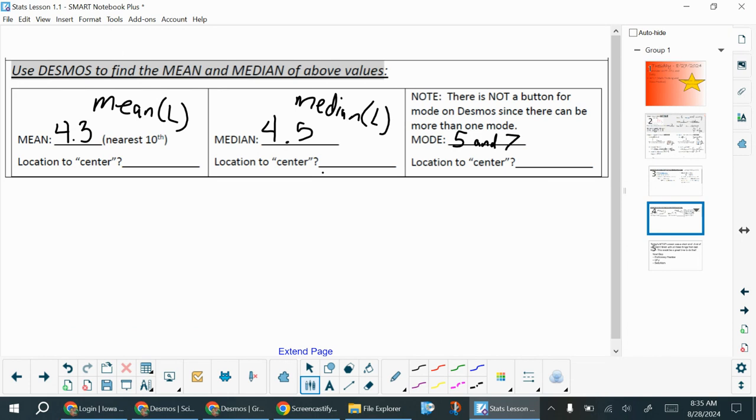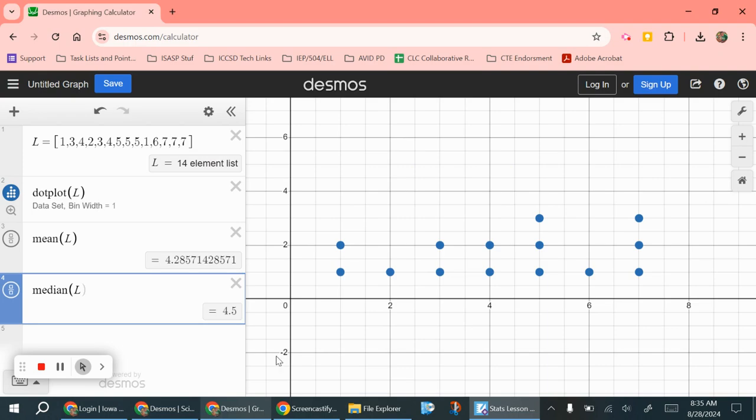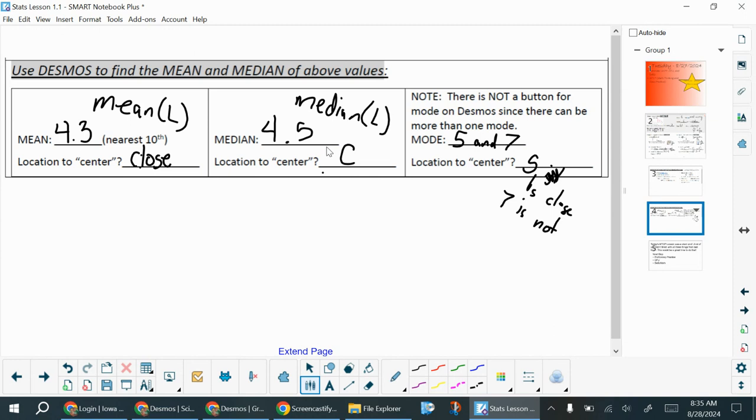And then our question here of location to center, we know the median is the center. This 4.3 is close. And over here, the 5 is fairly close. 5 is close. 7 is not. So if you look at that data again on your dot plot, it's not super symmetrical, but it's not crazy far off either. Just as far as that goes. That's why the mean is pretty close to the median there.